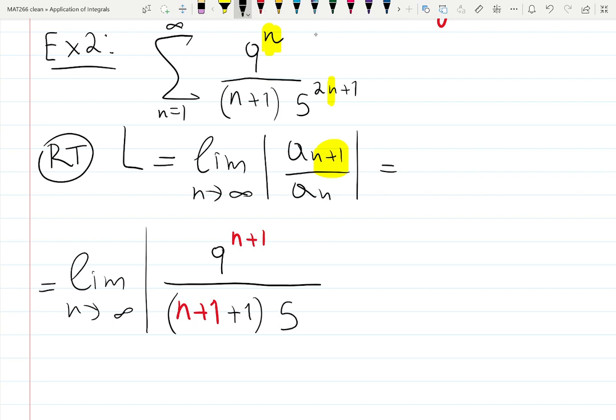5, 2n plus 1 becomes 2n plus 1 plus 1. And that's the first term. Look carefully and see if you agree. Everywhere I see n, I plug in n plus 1. Just a second. Look carefully and see if you agree.